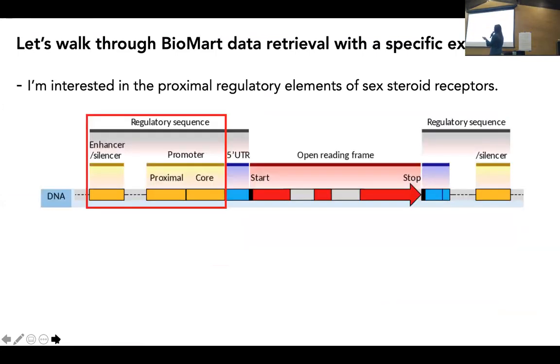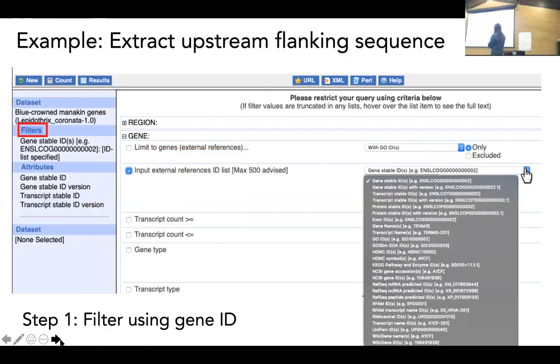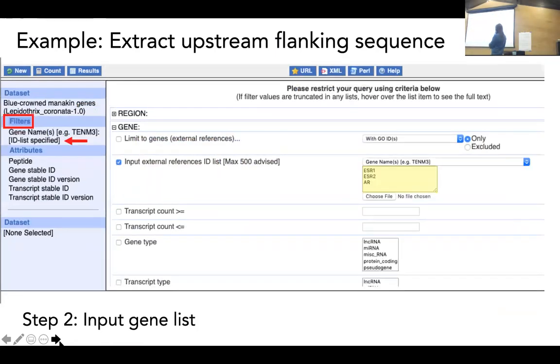To walk through an example, if I'm interested in getting flanking sequence, because I'm interested in sex-steroid receptor genes and how they're regulated, I can use Biomart to feed it that gene list and ask it to give me the flanking sequence that's upstream of the gene. So here's how you would do that. Under filters, you would choose gene as your filter, and you give it a list of genes. I just typed in my 3 genes here. You might have a list of hundreds, in which case you can upload a file.